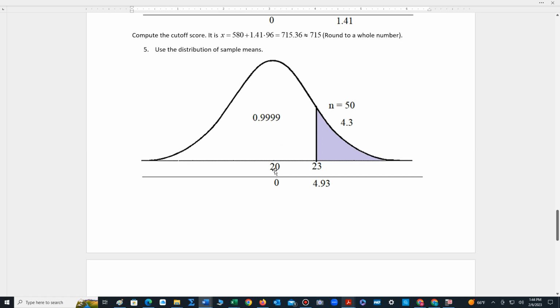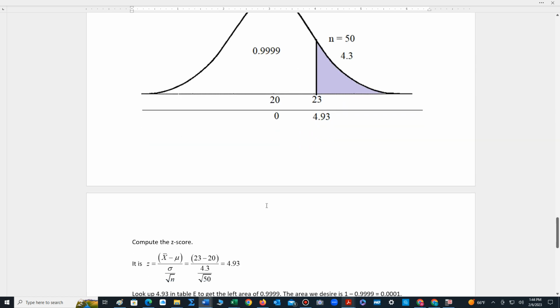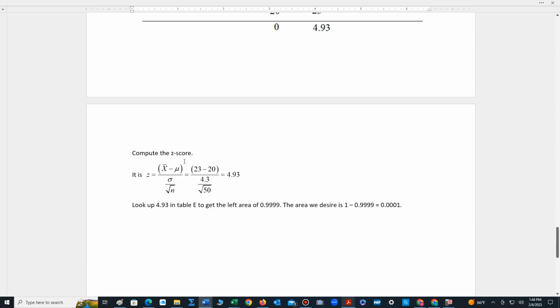And for number 5, this is a problem involving the central limit theorem. So we have our mean is 20, the sample mean is 23. We want this area greater than 23. Standard deviation is 4.3 and n is 50. So we have to calculate first the z-score.